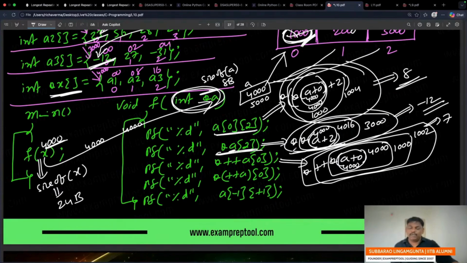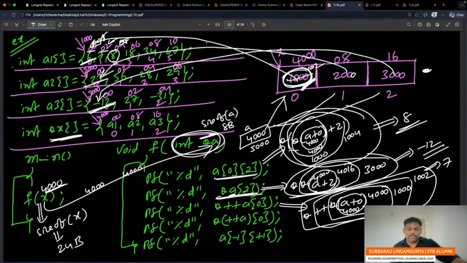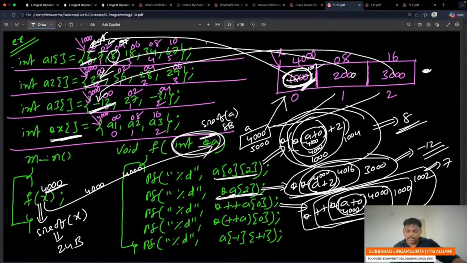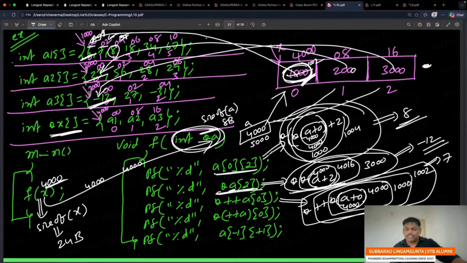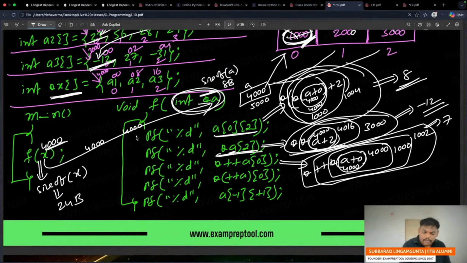Right. So 8, minus 12, 7. Please let me know if anything is wrong. A is 4000. Star 4000 is 1000. 1000 plus 2 plus. It will become 1002, and it will update also. Star 1002, which is going to be 7. Right? Perfect. So first printf printed 8, second printf printed minus 12, third printf printed 7. I feel everyone is okay till now.